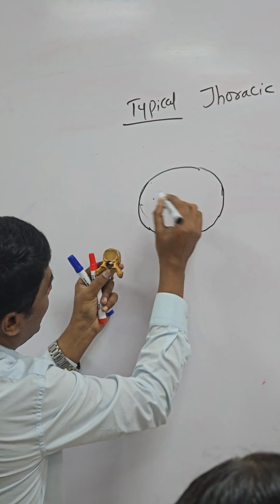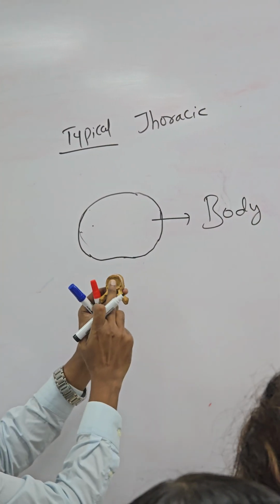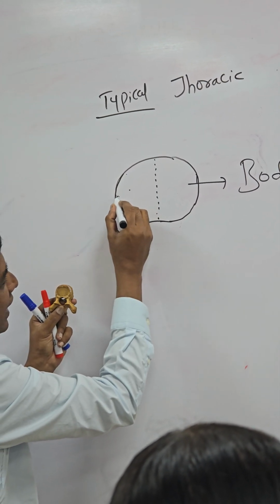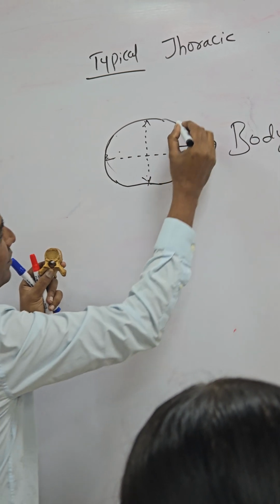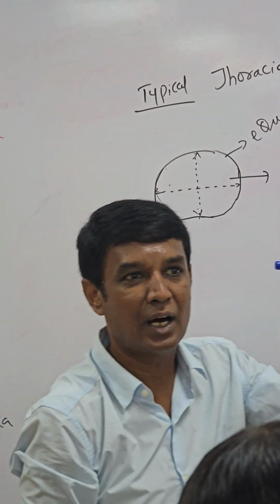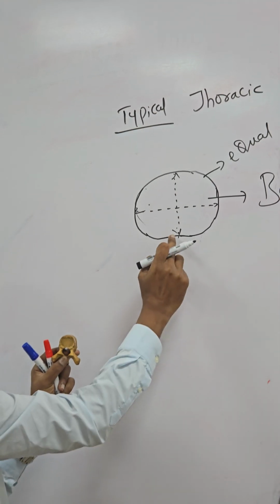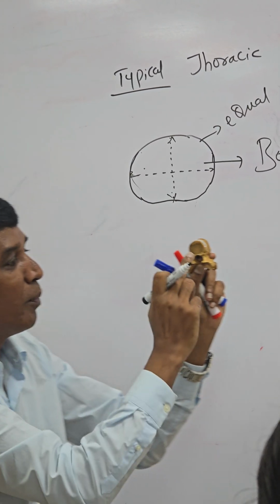This is called the body. When you observe the body, the anterior-posterior diameter and the transverse diameter are almost equal. Almost equal. Are you getting my point? Yes, the anterior-posterior diameter and the transverse diameter are almost equal. That's our point number one.